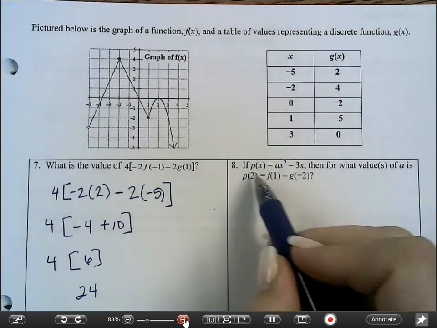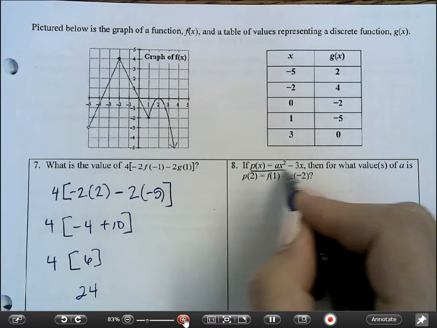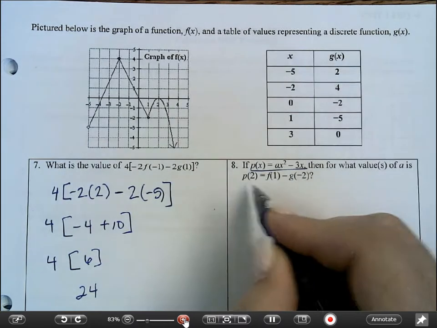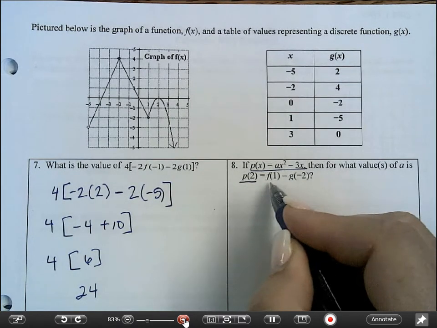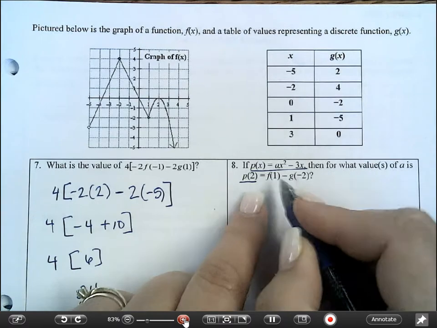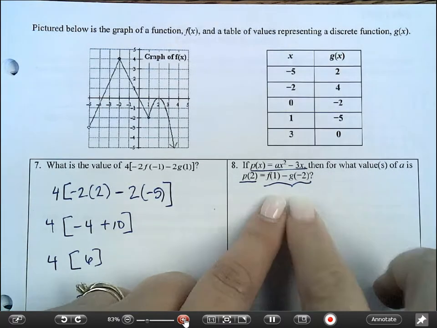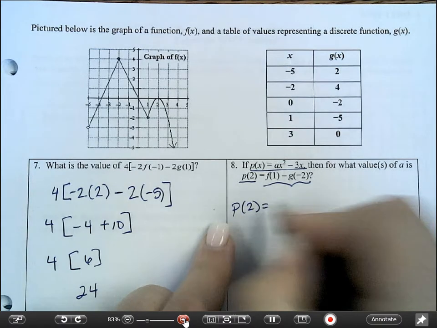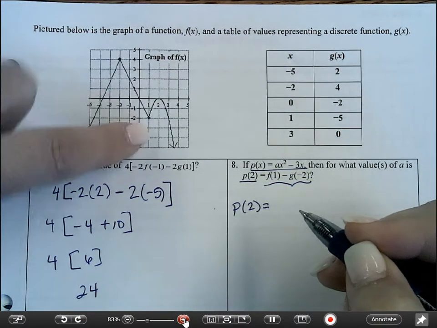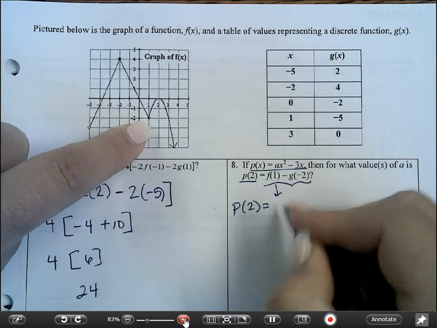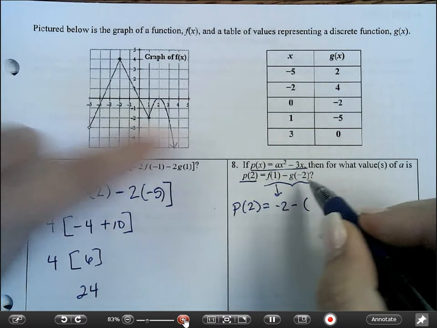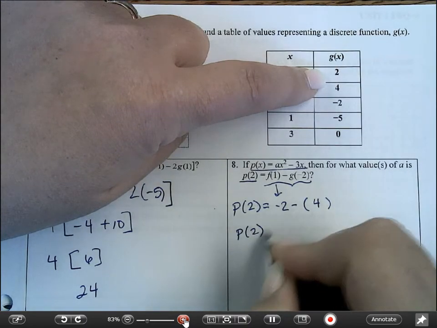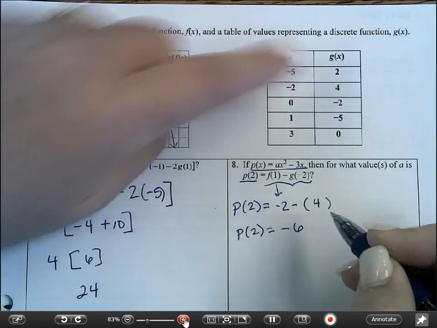Now on 8, it says if p of x is equal to this function, then for what values of a, so we're solving for a, is p of 2 equal to f of 1 minus g of -2. We have to first figure out what this is. So p of 2 is equal to f of 1, which is going to give me a -2, minus g of -2 is a 4. So p of 2 is equal to -6.